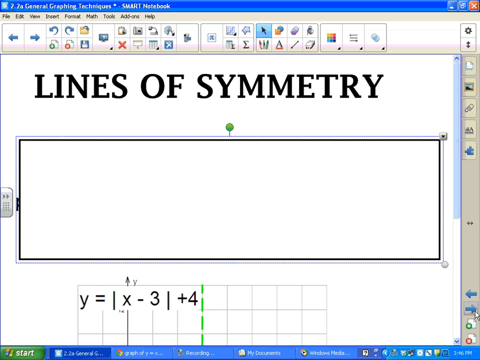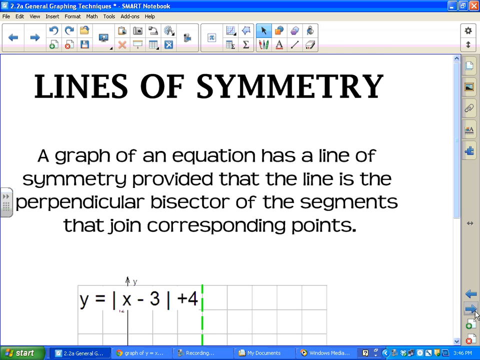The first type of symmetry is line symmetry. So what is line symmetry? A graph of an equation has a line of symmetry provided that the line is the perpendicular bisector of the segments that join corresponding points. Probably hard to digest the first time as you read through it. So let me try to explain this definition.